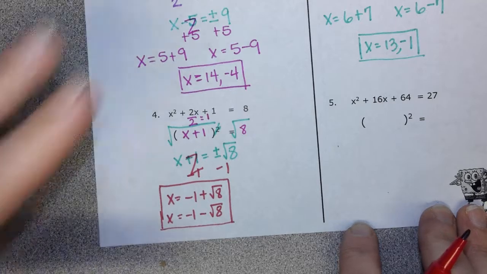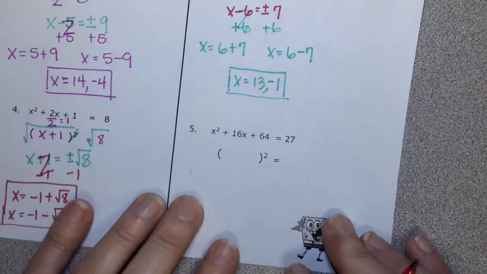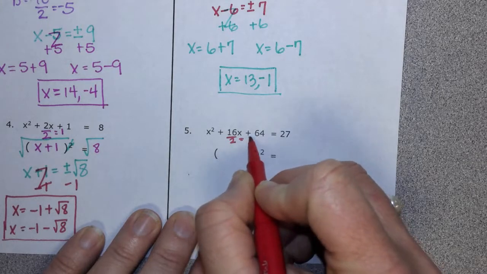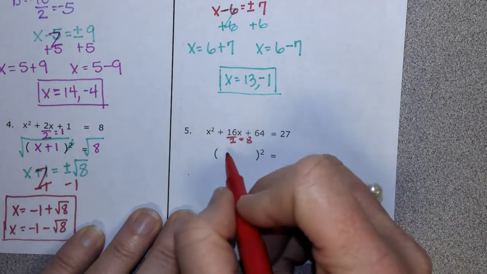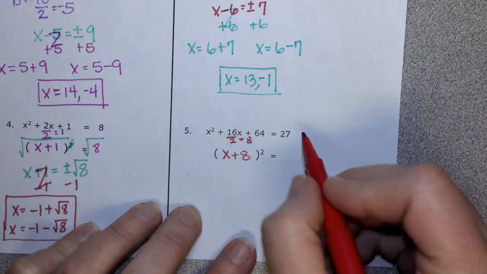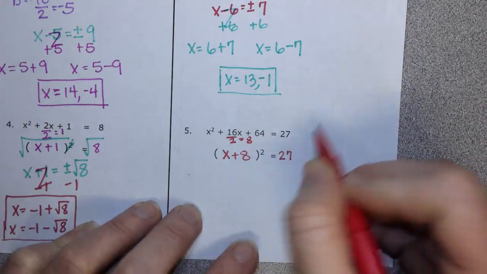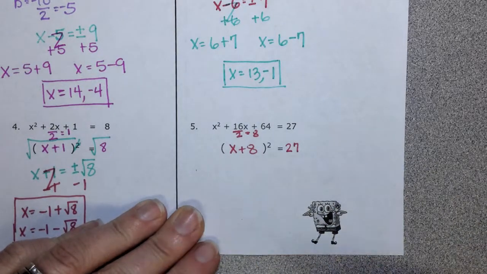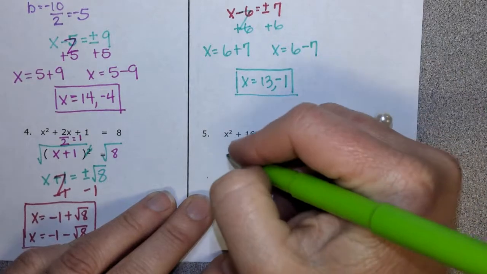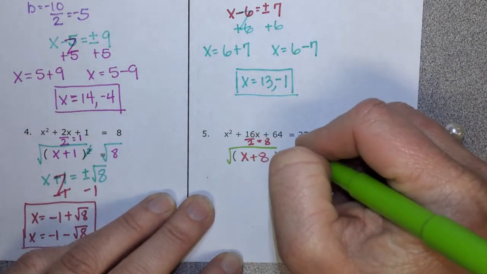Okay, number 5. Again, I'm going to take my b value and divide it by 2, and that gives me 8. So that means that my factors here are x plus 8 squared for the perfect square trinomial. And then I'm going to bring down the 27 here. And now I have my equation set up so that I can use the square root method. So we're going to square root each side.